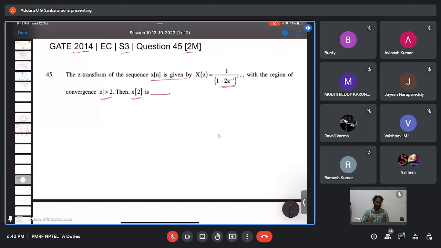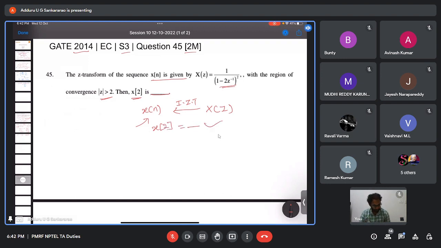Okay, so Z transform is given. So we need to find out x of n for this. Then x of 2 we need to find out. So we are given the Z transform, so we need to find out the inverse Z transform. Then we will get x of n. Then in this x of n, you replace n equal to 2. Then we will get the answer.